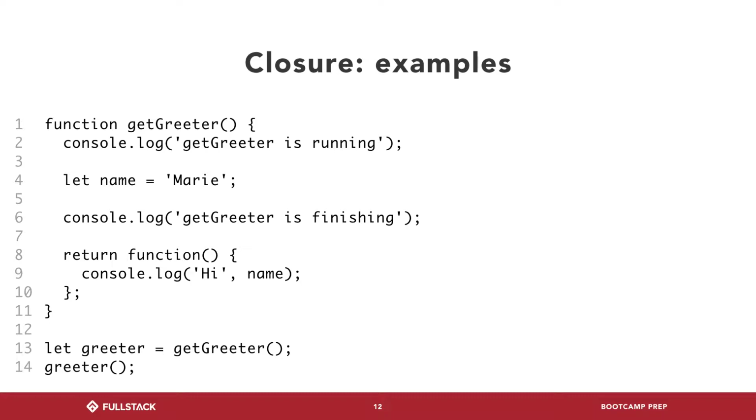In this case, I go into getGreeter, and everything's kind of noise until you get to line 8 there, when it says return. Okay, great. Line 8, return. What am I returning? I'm returning a function. An anonymous function, okay? So after line 13 runs, greeter is an anonymous function. It's the anonymous function that starts on line 8 and finishes on line 10. Are we good?